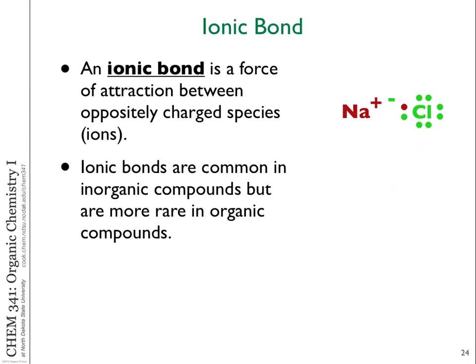Ionic bonds occur when those ions that are formed by oxidation and reduction, electron transfers, come close together. So an ionic bond is a force of attraction between oppositely charged species or ions. It doesn't have to be just a single-element ion. It could be a molecular ion. We see ionic bonds all over the place, but they are more common in inorganic compounds. Most of the bonds that we see in organic compounds are covalent bonds. We'll talk about that in a second.